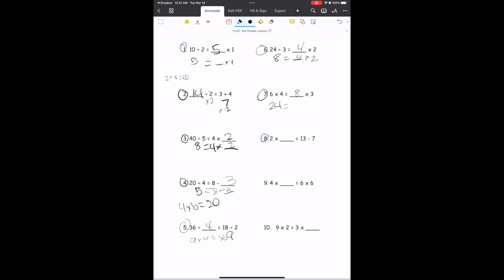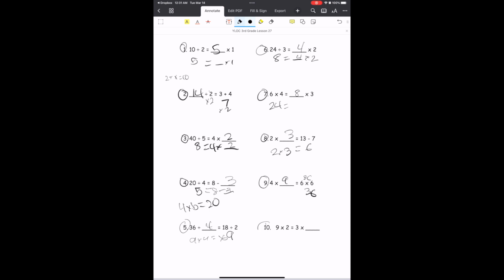Number 8, 2 times blank is equal to 13 minus 7. 13 minus 7 is equal to 6. And we all know 2 times 3 is equal to 6, so the answer would be 3. Number 9, 4 times blank is equal to 6 times 6. We know 6 times 6 is 36, and we know 4 times 9 is equal to 36.